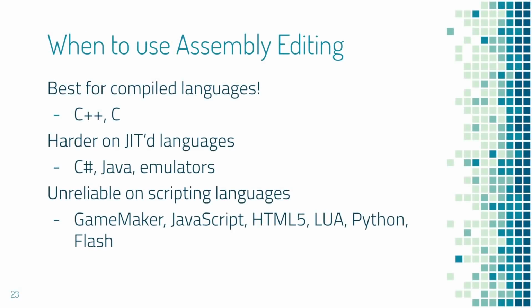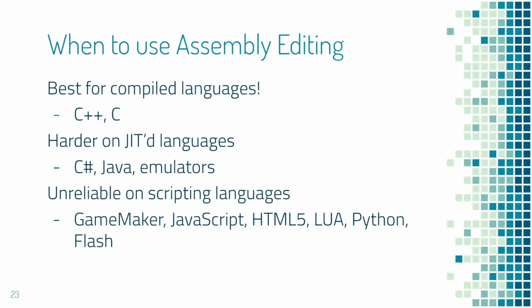Assembly editing works really well on C and C++ games because the code is static. If you write a hack where you change the assembly language and you reboot the game, that hack will still work the next time you try it. Unfortunately, if you try this on JIT languages, games written in C#, Java, or emulators, that code is not static, therefore it's harder to reapply your hack when you restart the game, which is why I generally don't recommend it. And when it comes to scripting languages, assembly editing almost never works. For example, if you tried to edit the assembly code of a browser game, you would actually be editing browser code, not game code. Sometimes this works, but usually it doesn't, and you'll just crash your browser.